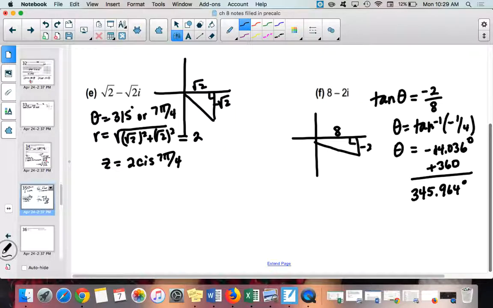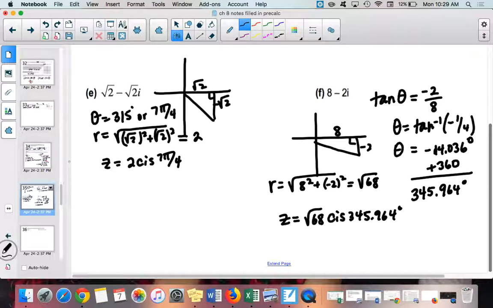And then we're going to do our z equals our r. Well, did you guys get r? Square root of 68? Yeah? Yeah, you can leave it as square root of 68. I'm fine. Does it reduce out? Like, can you pull something out? You have 34, yeah. So cis 345.964. So some of them are not very pretty. It's okay. Power through. You can do numbers that are not pretty. In your life, you're not always going to have numbers that are pretty. Sometimes we have to go with it.